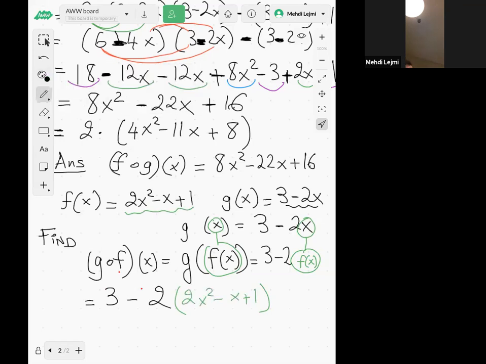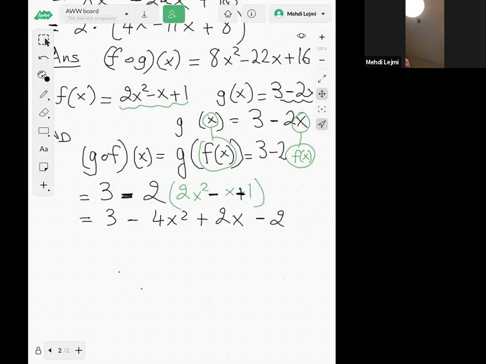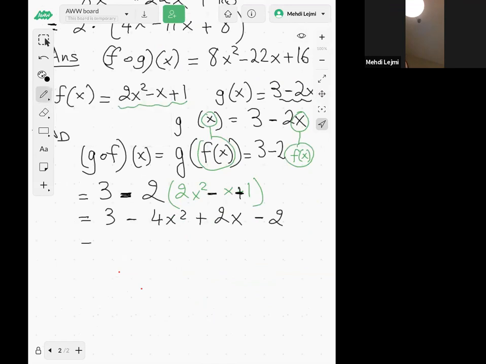And now I just have to distribute. So this is 3 minus 2 times 2, that's 4x squared, minus a plus, that would be a plus 2x, and then minus a plus, that would be minus, so that's minus 2. So final answer, let's see. How many x squared? We have just minus 4x squared, plus 2x. And then the constant, we have 3 minus 2, that would be plus 1.